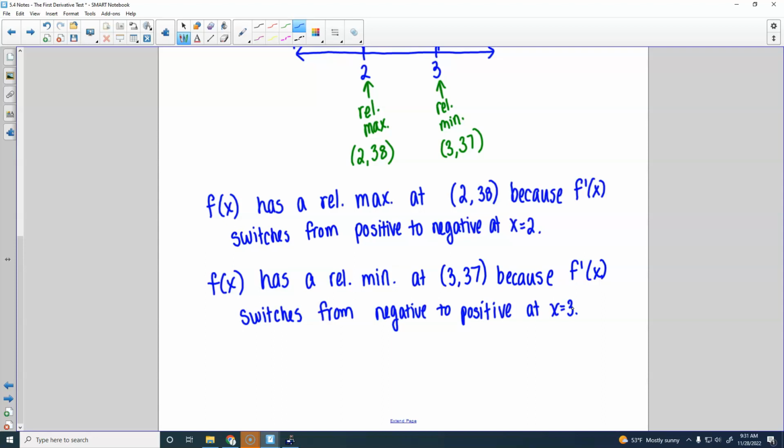Just labeling these without explaining it with a sentence is not going to get you full credit on a free response. So you have to write that out. Okay, questions?